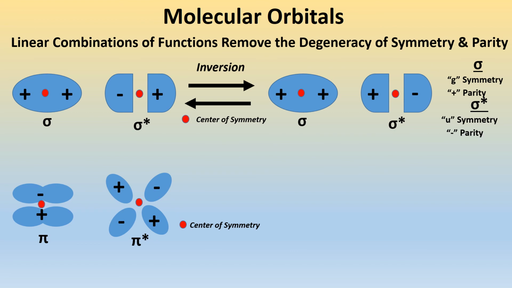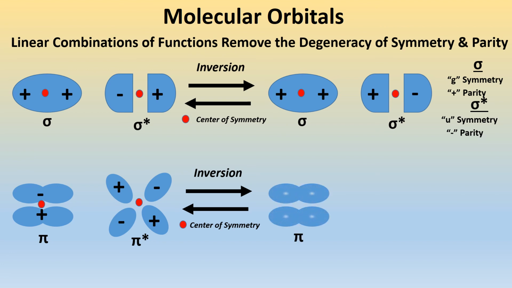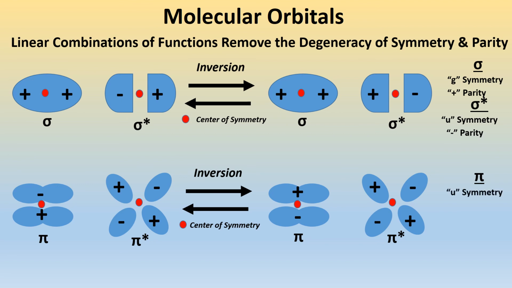Upon inversion, the inverted pi orbital, and here you have the inverted pi star orbital. Upon examination, you find for the pi orbital that I have uneven or Ungerad symmetry, yet from left to right I still have positive parity. Each lobe is both positive on top and each lobe is negative on the bottom.